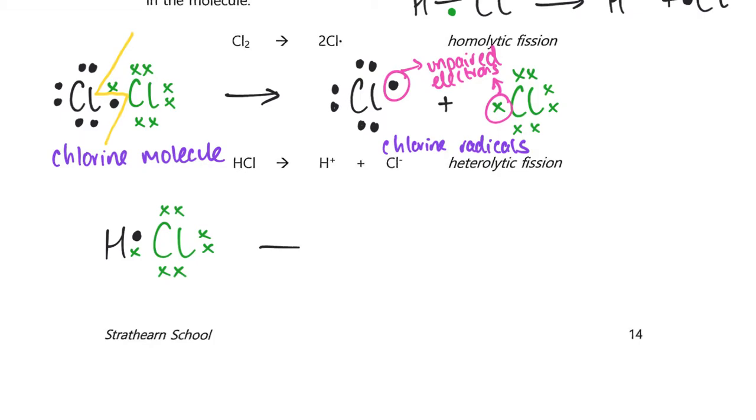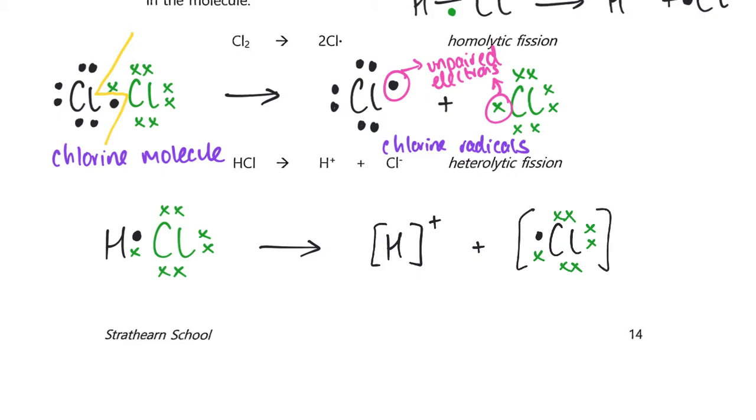But when that bond breaks, the chlorine atom, because it's more electronegative, will escape with both of those electrons from the shared pair. We'll end up with a hydrogen with no electrons, and so therefore it's a positive ion, and we'll end up with a chloride ion. It's escaped with both electrons from the shared pair, and so now it essentially has one extra electron, and therefore it's a negative ion.